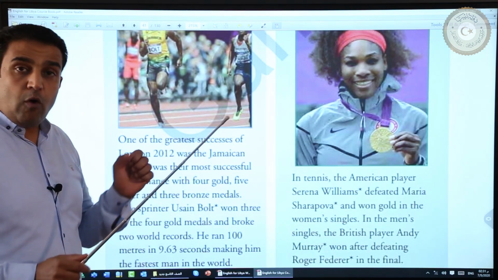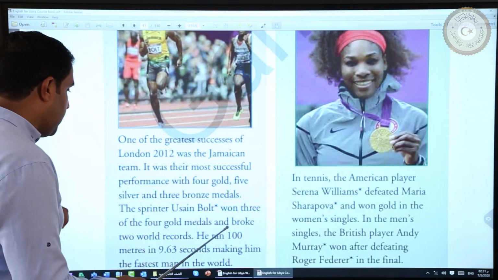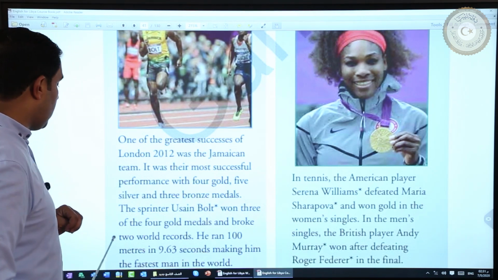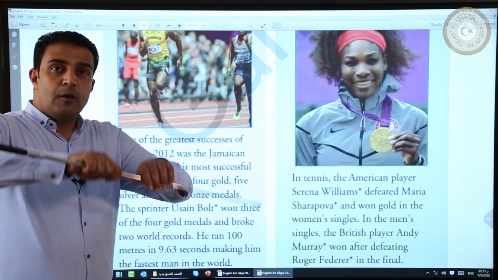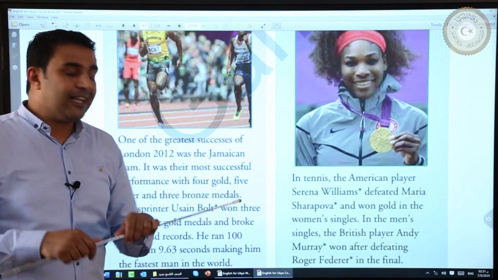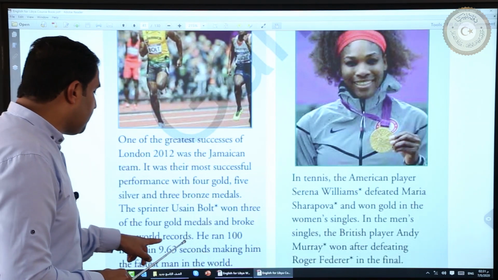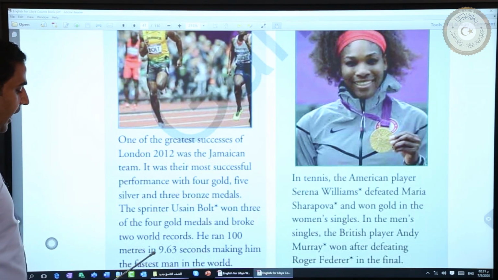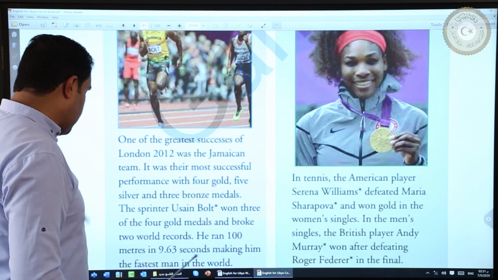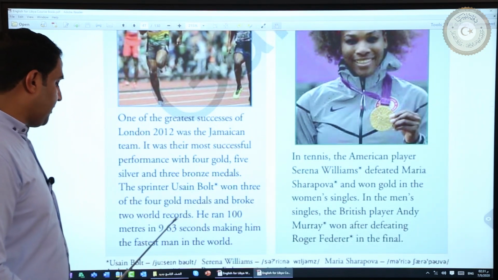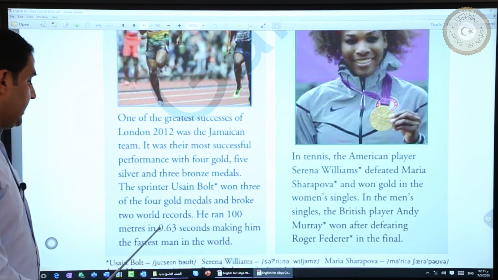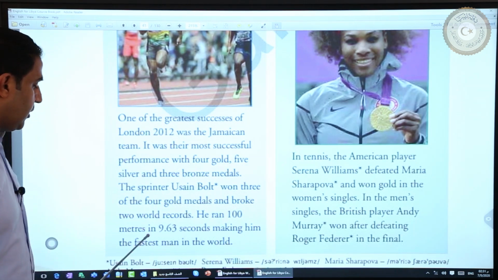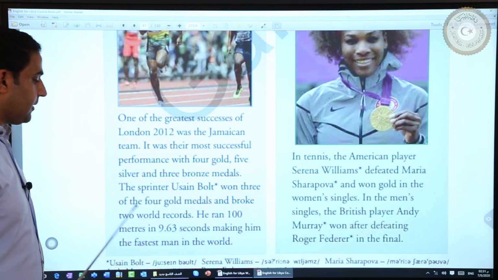The sprinter Usain Bolt won 3 of the 4 gold medals and broke 2 world records. What's the meaning of broke? Broke. كسر أو حطم الرقم القياسي. Broke 2 world records. He ran 100 meters in 9.63 seconds, making him the fastest man in the world. So he ran 100 meters in 9 point 63 seconds. So underline this one here. Underline it to talk about later.